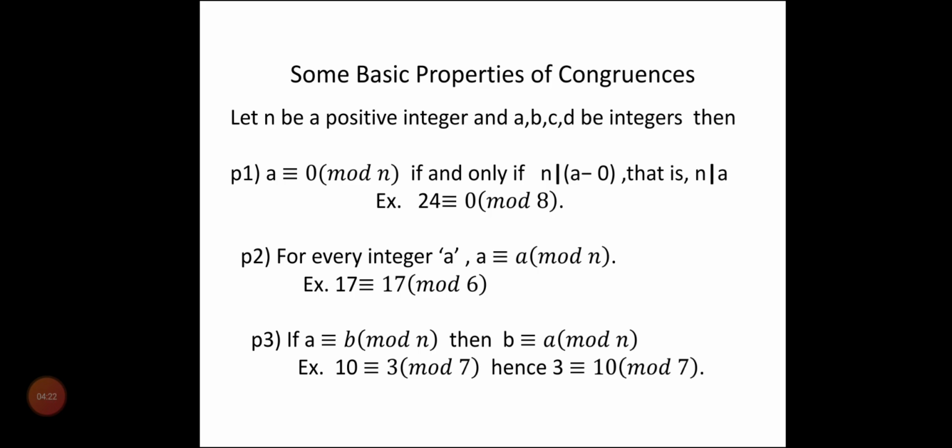This you have studied in your earlier BSc classes, where you studied reflexive relation, symmetric relation, transitive relation. So here we can say congruence is a reflexive relation because every number is congruent to itself. We can say congruence is a symmetric relation because whenever a is congruent to b, b is also congruent to a. Now let us see whether it is transitive.